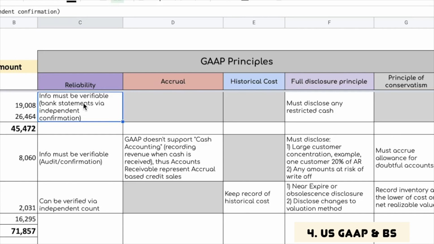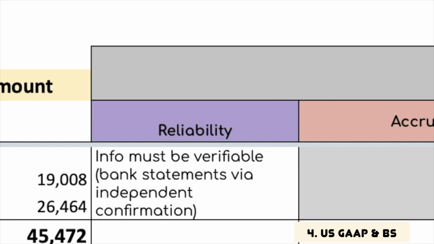And the way I want to show you this is by looking at each of these GAAP principles, and these are some of the main GAAP principles: reliability of information, accrual, historical cost, full disclosure, and conservatism. For cash and cash equivalents, the most applicable ones are going to be reliability and the full disclosure principle. For reliability, the way this relates to cash and cash equivalents is that the information must be verifiable with bank statements via independent confirmation. So the balances in this item need to be verifiable. If I want to send out an independent confirmation to the bank and get a bank statement, I can tie it back into this balance.